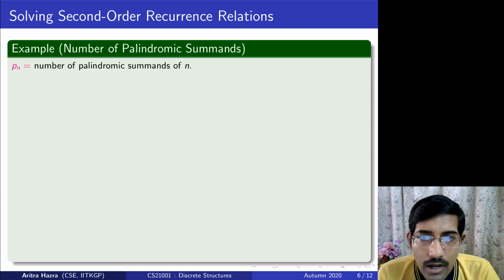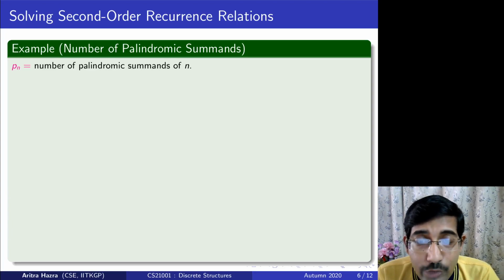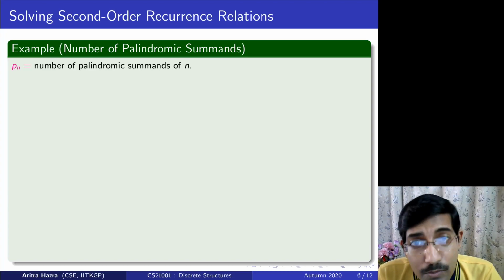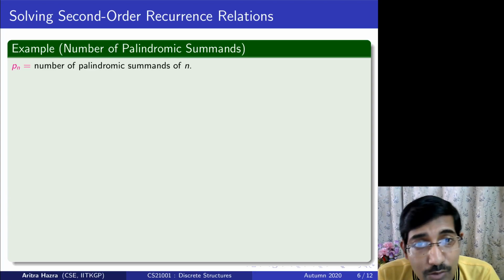Suppose I write 4 is 1 plus 1 plus 1 plus 1, or 2 plus 2. But 1 plus 1 plus 2 is not a palindromic summand, because if I read from right side to left side, it becomes 2 plus 1 plus 1. But 1 plus 2 plus 1 is a palindromic summand for 4, because right side and left side both give me 1 plus 2 plus 1.